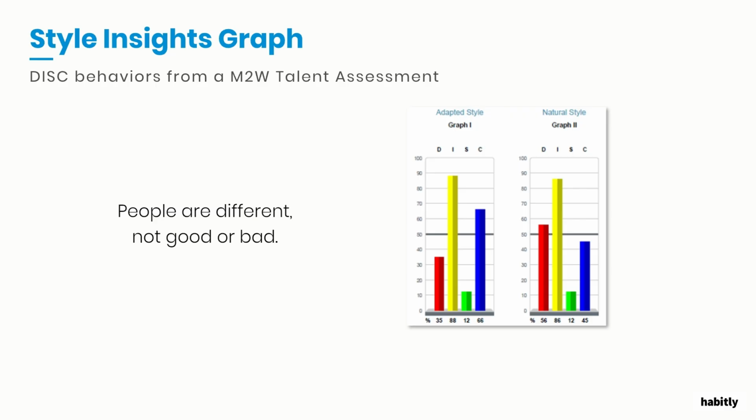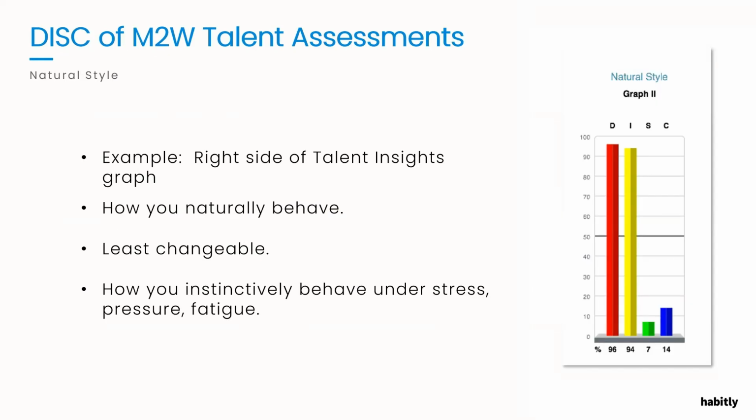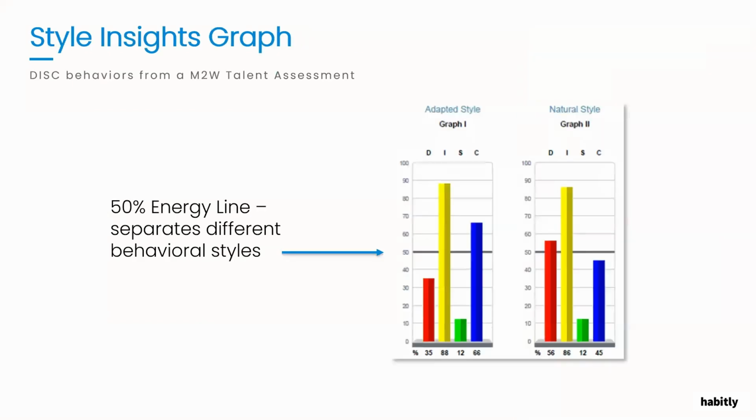Remember, people are different. There's not good or bad. Across the middle, you see a horizontal line. We call that the energy line. That's what separates you from one style of each behavior, the D, the I, the S, and the C, from the other.